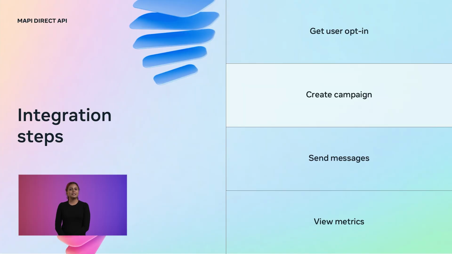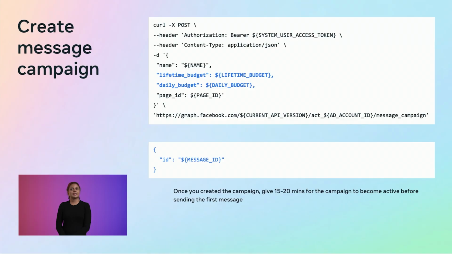We have now completed the opt-in process. Let's get into the next block, create campaign. In order to send a marketing message, you will need to begin with creating a marketing message campaign. A marketing message campaign groups together a marketing effort. It allows you to manage a budget, lifetime or daily, and monitor insights for a set of marketing messages.